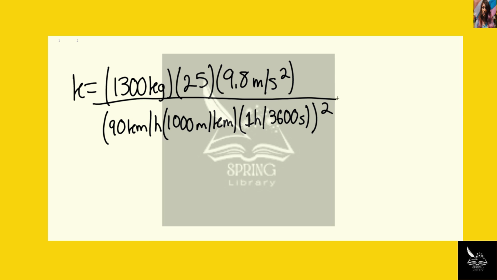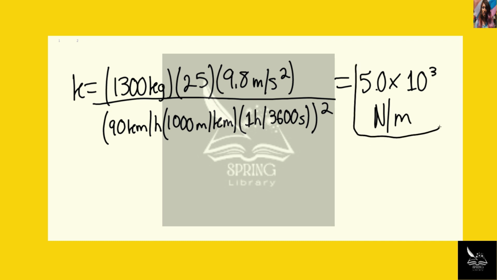So we find that after evaluating, the spring constant is going to be equal to 5.0 times 10 to the third newtons per meter. And so this would be our final answer. That is the end of the solution.